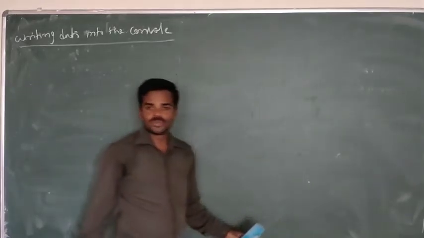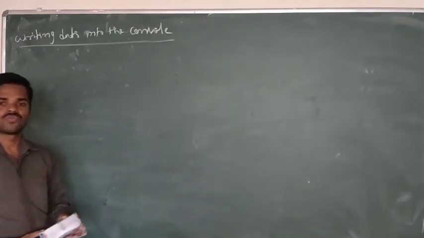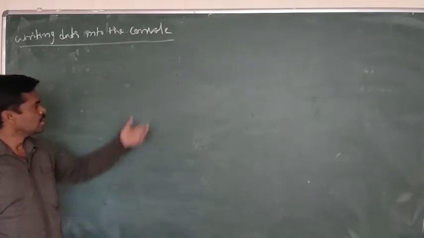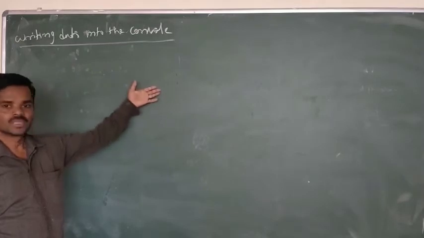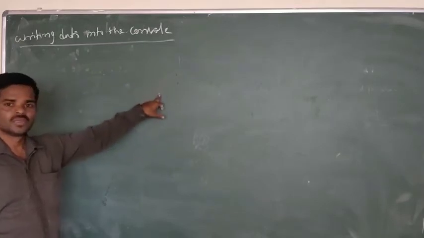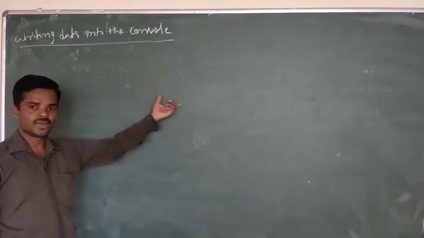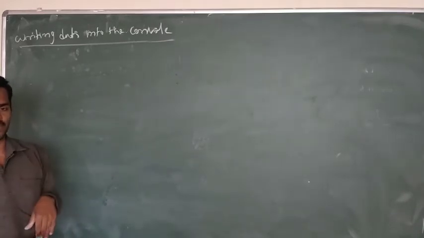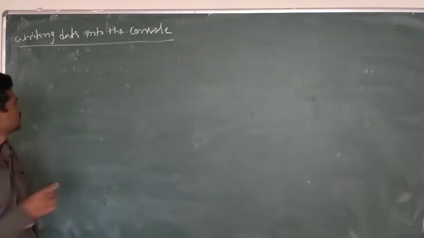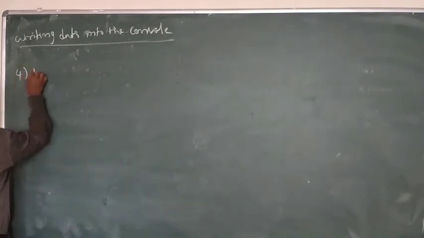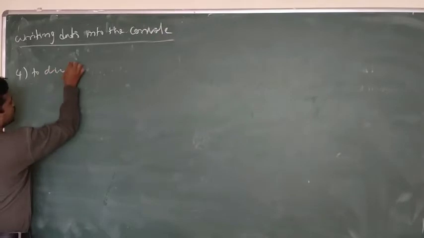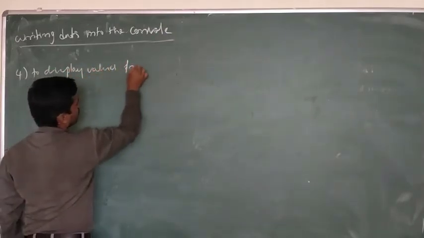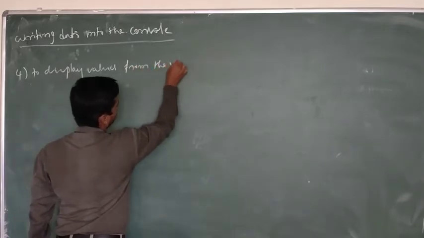Suppose you want to display the values from the variables. So far we have been displaying values or strings directly with the println method. Suppose you want to display the value from a variable, how do you do that? Next, the fourth one: to display values from the variables.